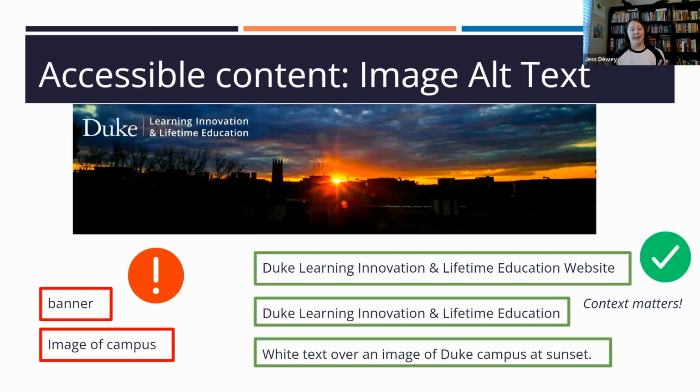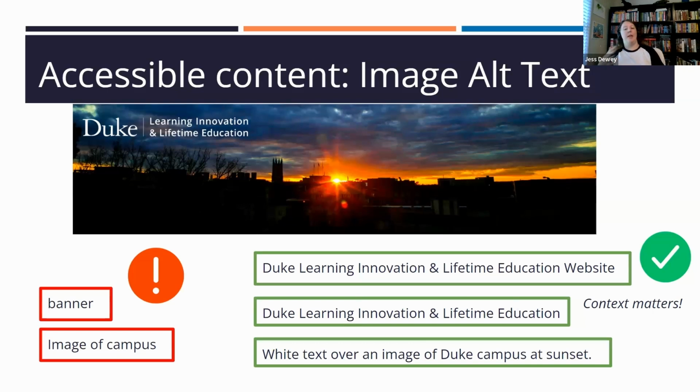If it's not a link to anywhere, but it's just an image, and what I want people to know is the text on the image itself, then maybe my alt text would just be Duke Learning Innovation and Lifetime Education, because that's what is on the image. That's all I need people to know. So that's what I would leave it as.